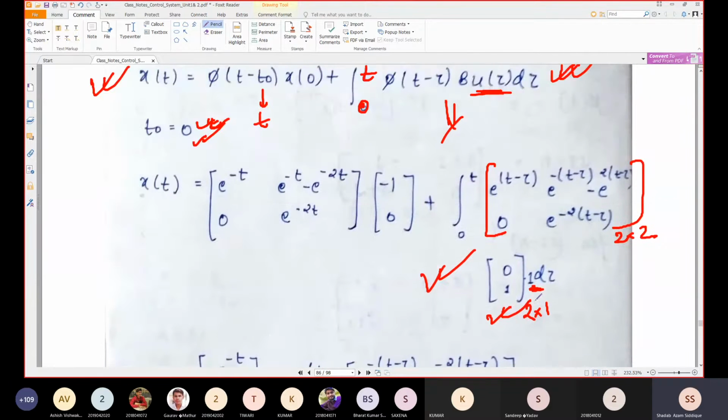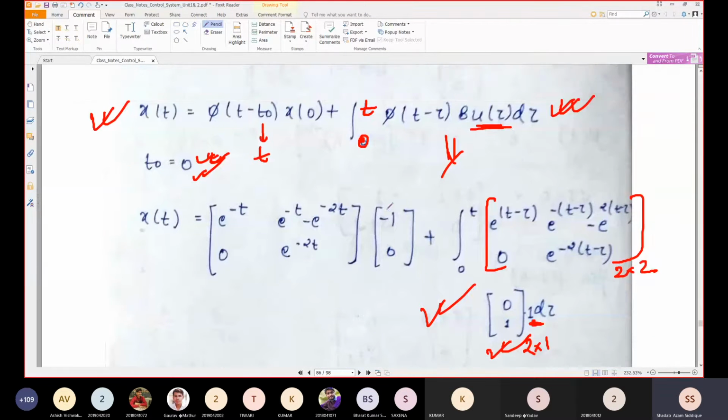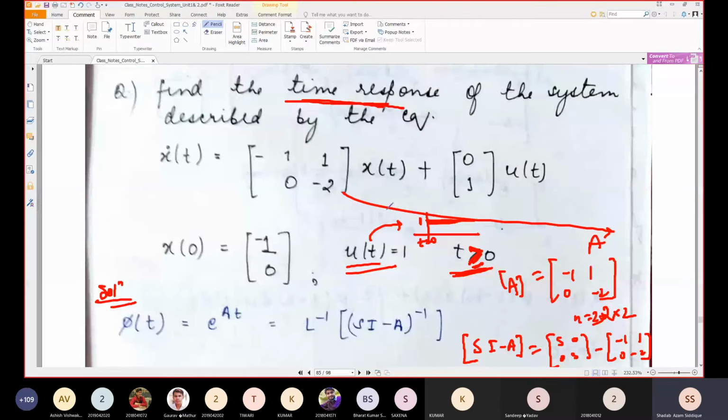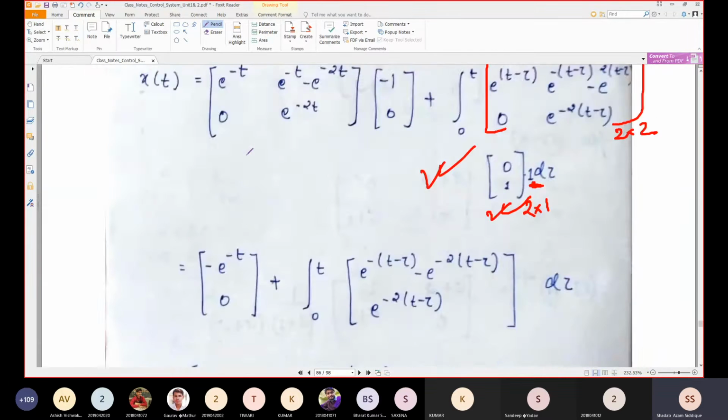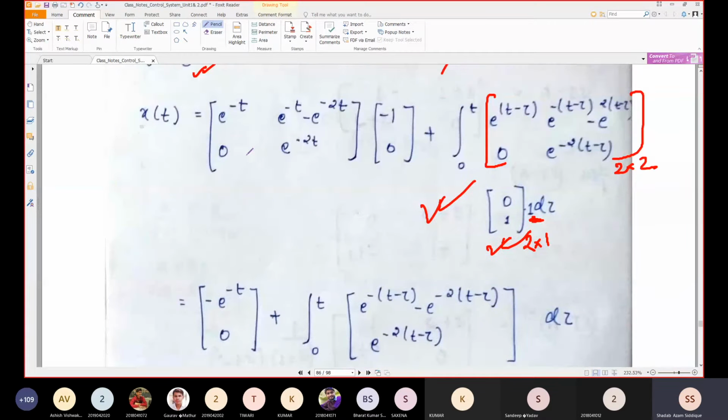See, this term is directly multiplied with x of 0. So x of 0 is nothing but minus 1 and 0. How is x of 0 found? It is given in the problem, so directly we have used minus 1 and 0. So x of 0 is used here, minus 1 and 0, and you can multiply these two. This is 2 cross 2 and this is 2 cross 1, so you'll get a 2 cross 1 matrix.